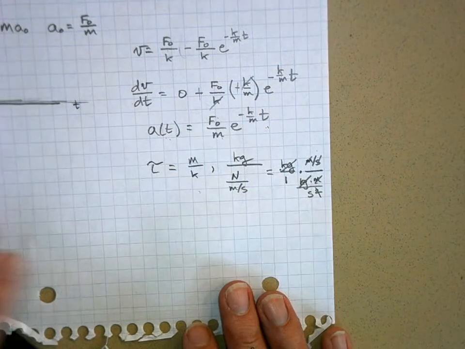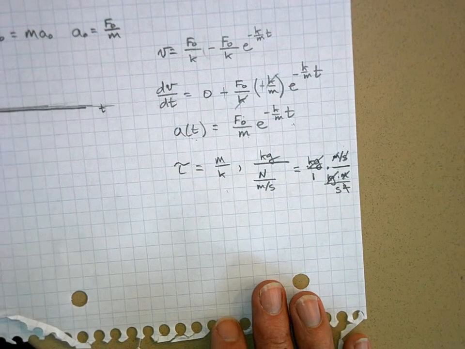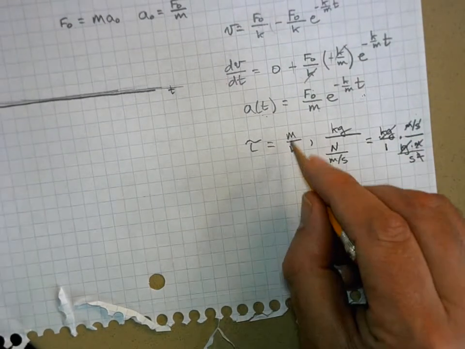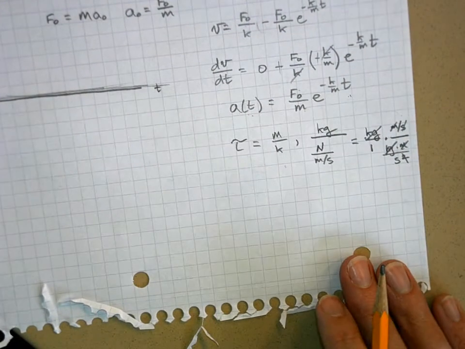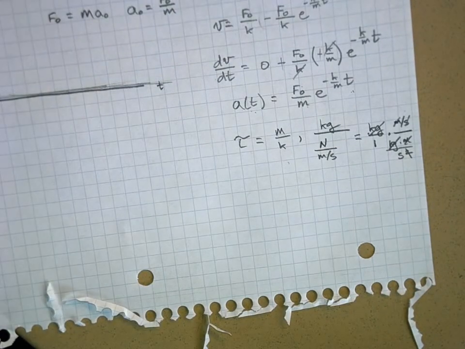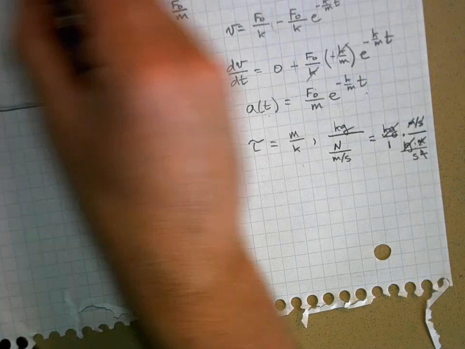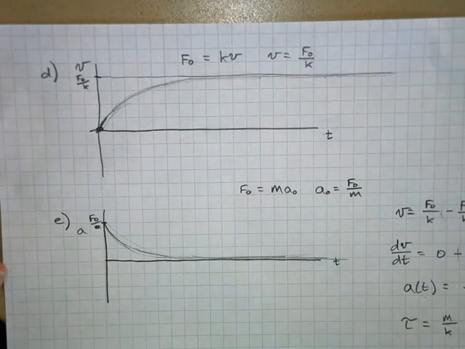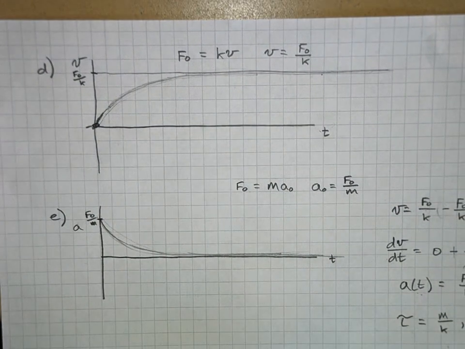So if you want to go 5 tau, you have to go 5 times m over k, and then it will be 0. They could give you a problem where they want you to find the time constant, and that's how you would do it.